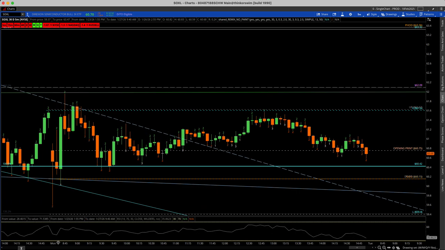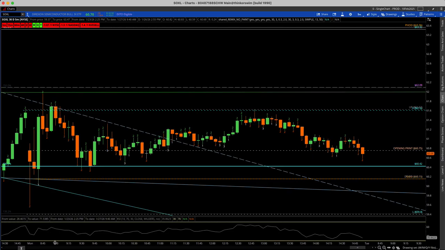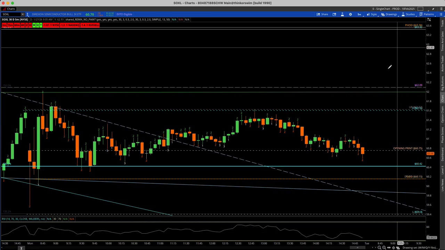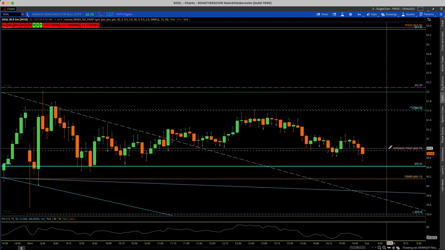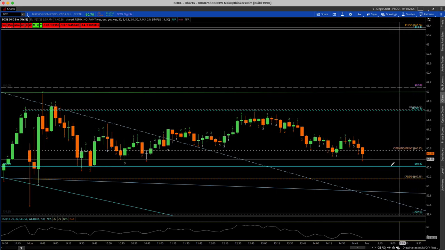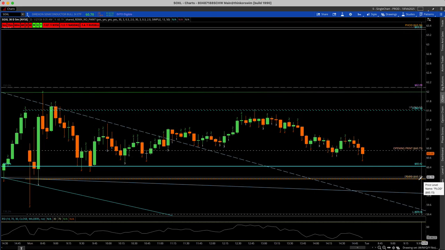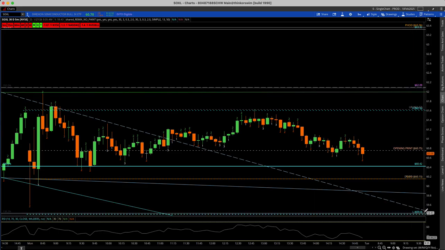Let me make this a little bigger for everybody. We've got the previous high of day up here at 63.36, overnight high here at 61.60, opening print was 60.75, previous low of day was 60.15, and overnight low was 59.40.